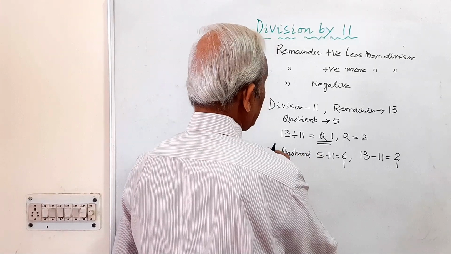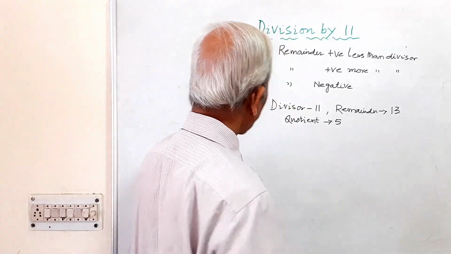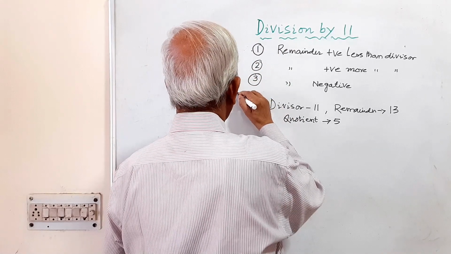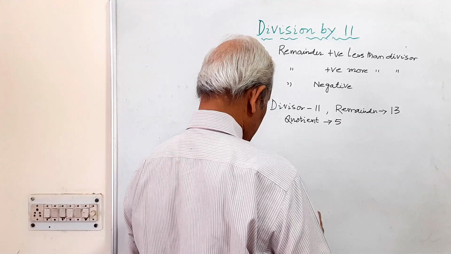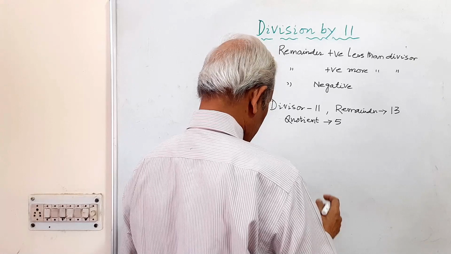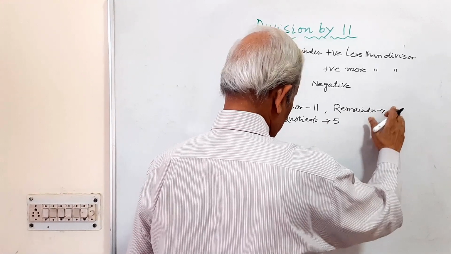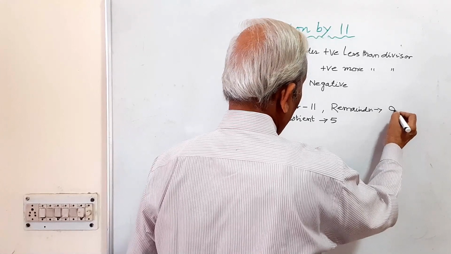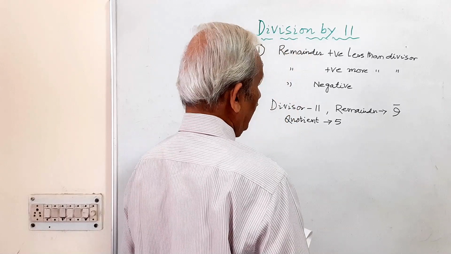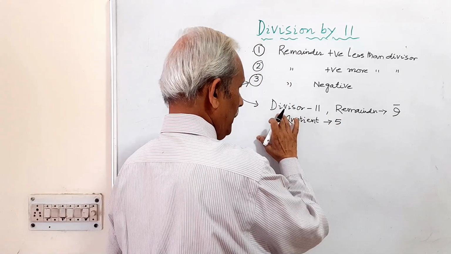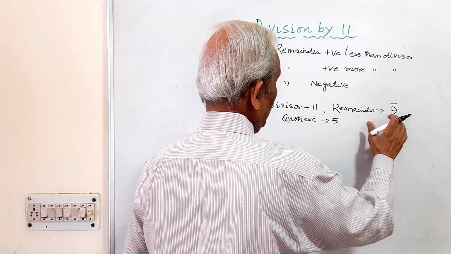Now the third case is where the remainder is negative. Negative remainder is not acceptable at all. So for example, suppose you have got divisor is 11, your quotient is 5 and your remainder is, for example, 9 bar. 9 bar means minus 9, negative. Are you getting the point? Divisor is 11, your quotient is 5 and the remainder is 9 bar.